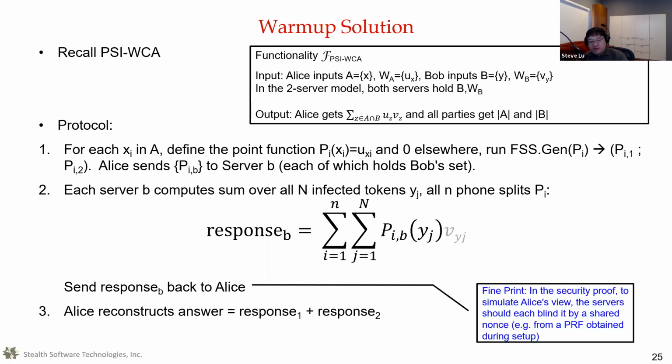All right, so there's some fine print here. These evaluated sums might actually reveal something. So the two servers should have a correlated nonce that they blind it with before they send it back to Alice. Fine print.